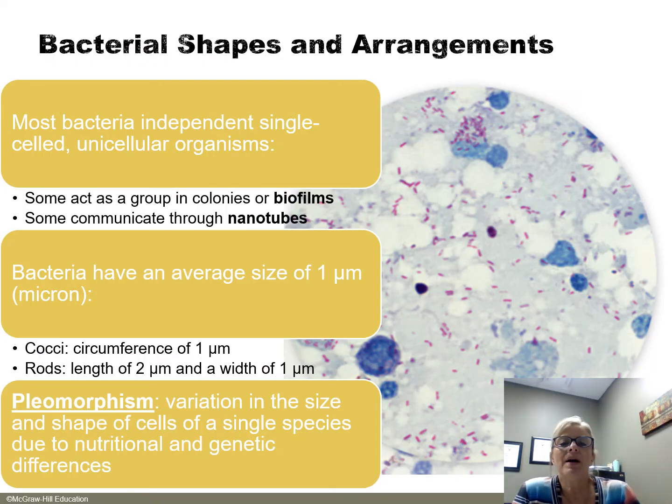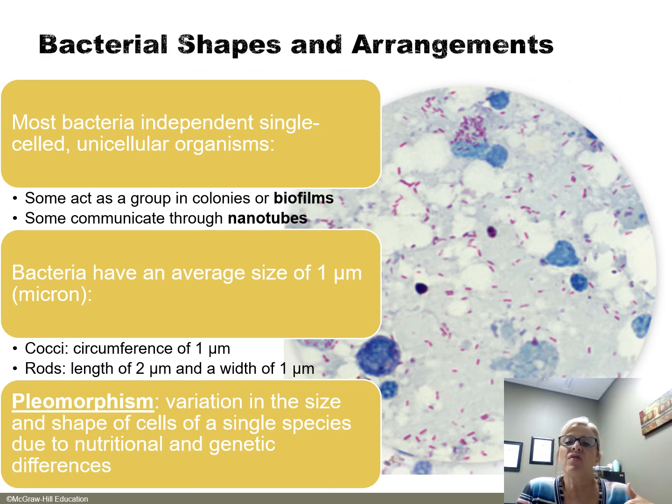All right, so let's talk about some bacterial shapes and arrangements. Most bacteria are going to be unicellular, uni meaning one, so they're single-celled. Each individual bacteria cell can carry out all of the necessary life functions. So each cell can carry out reproduction, metabolism, or obtaining nutrients.